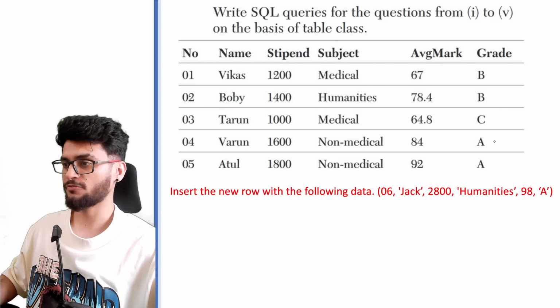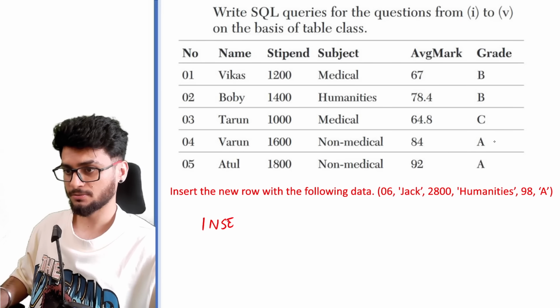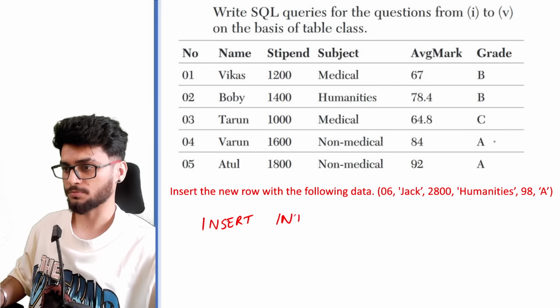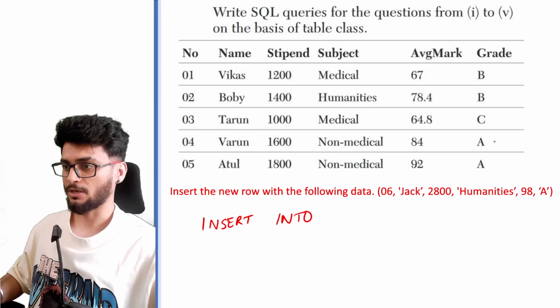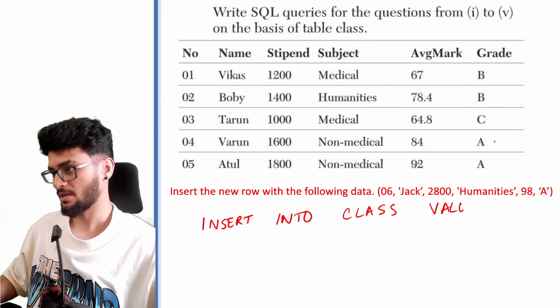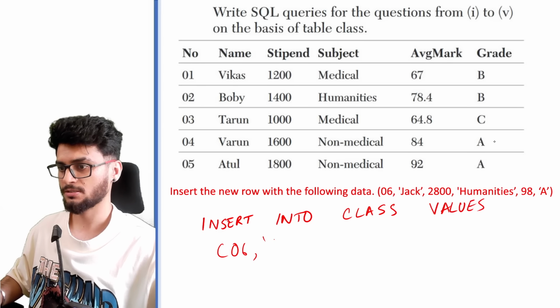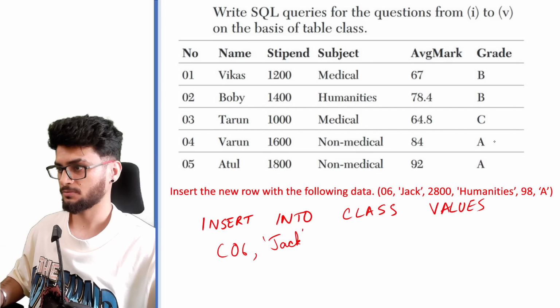Insert the new row with the following data. Now for this हम लोग use करते हैं insert into. Now insert into table class, we say values. हम क्या insert कर रहे हैं? values, and you can write all these values 0, 6, okay. So this was the first question.